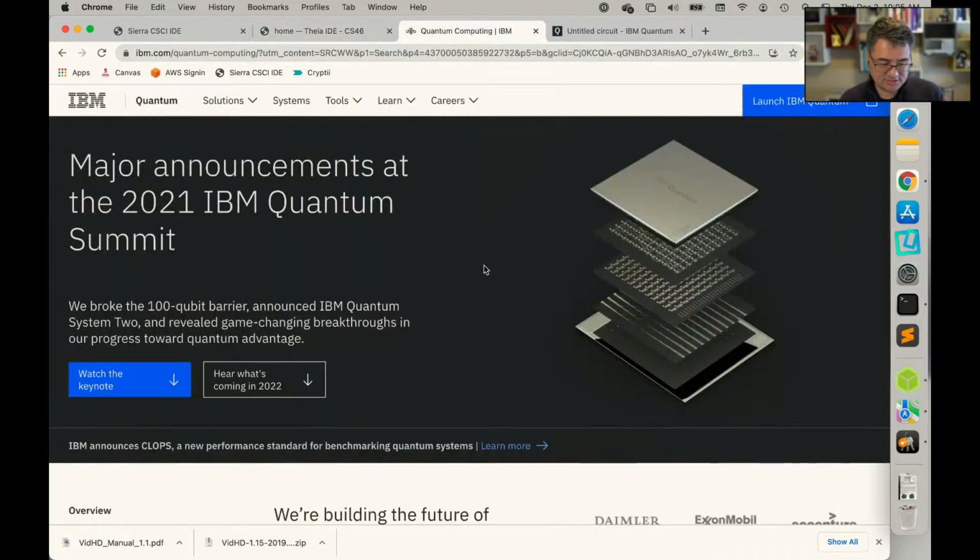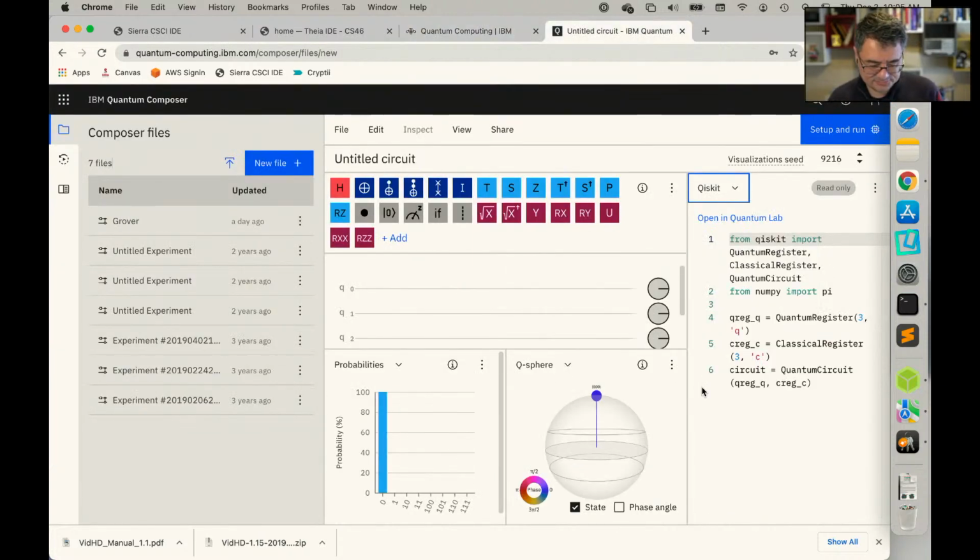IBM makes their quantum computers available for people to use. All you have to do is sign up for an account, and you can use one of their 8 or so quantum computers. And so I've done that here.